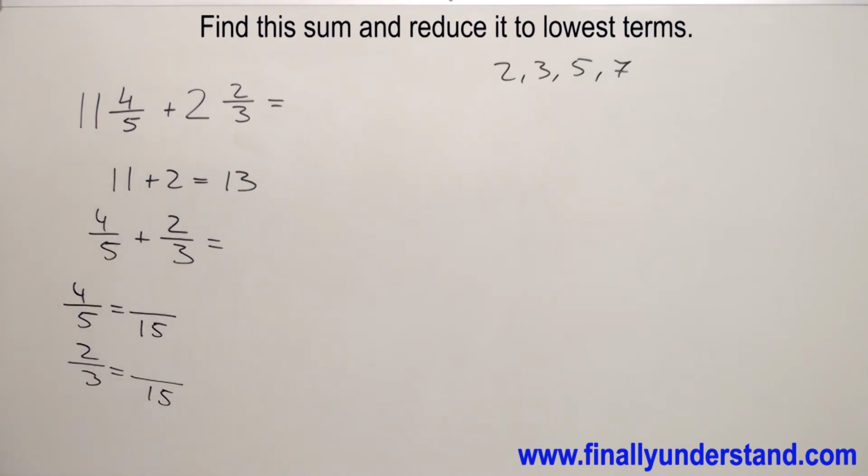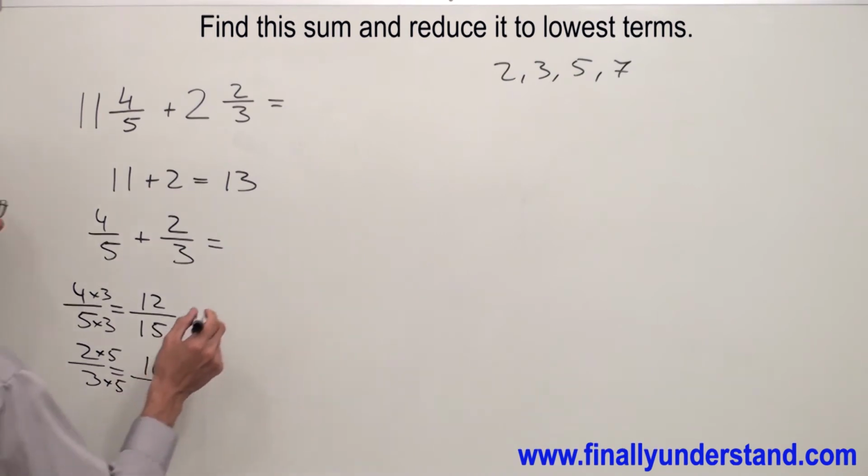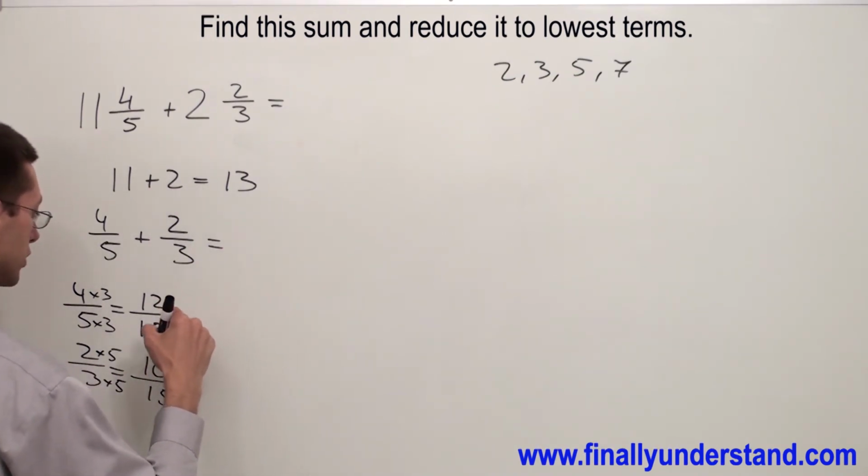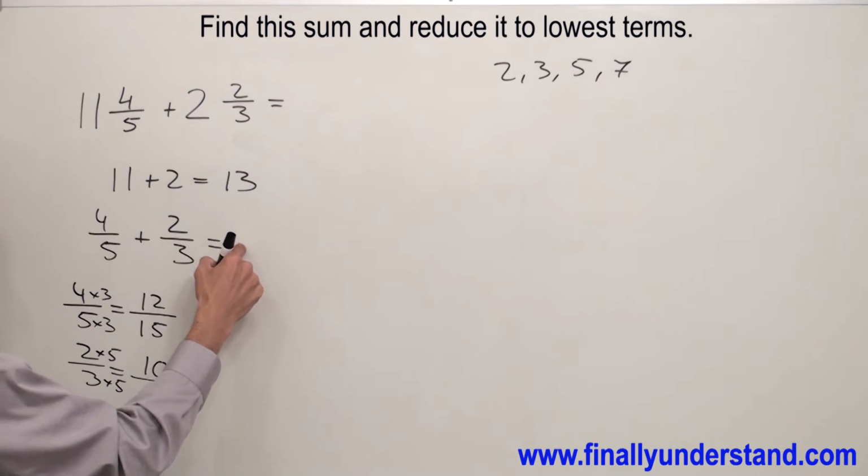Okay? Now, the question is, by what number I have to multiply 5 to get 15? You have to multiply by 3. By 3. 4 times 3 is equal 12. By what number I have to multiply 3 to get 15? I have to multiply by 5. 2 times 5 is equal 10. Okay? So I found the equivalent fractions and I'm going to write them into my equation.